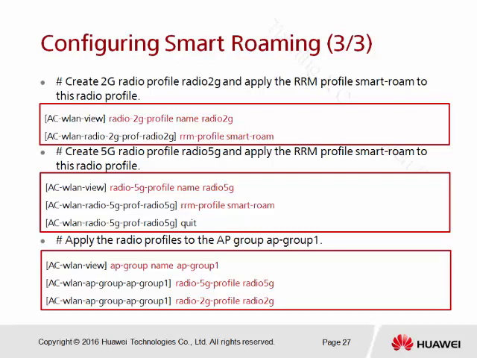If currently the AP supports the 5 gigahertz frequency band, we need to do the same thing. In the WLAN view, use the radio 5G profile and do it the same as the 2G profile we did previously. Don't forget to put it inside the AP group. Inside the AP group, I'm going to bind the radio 5G profile and also the radio 2G profile.